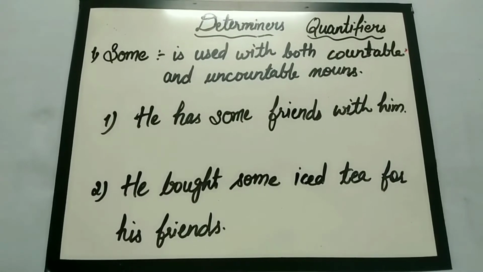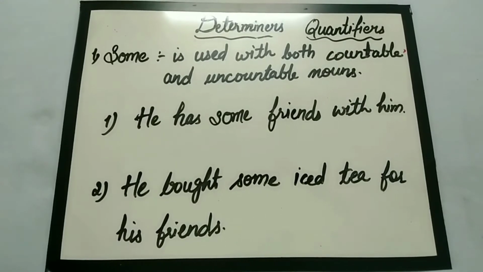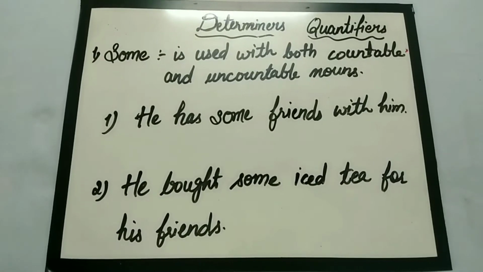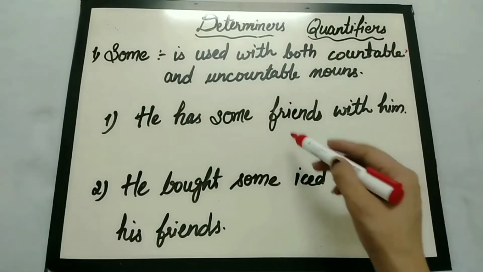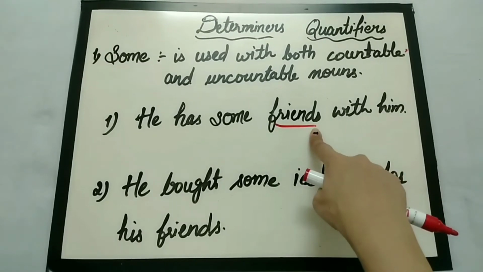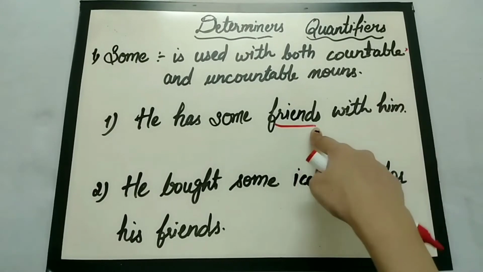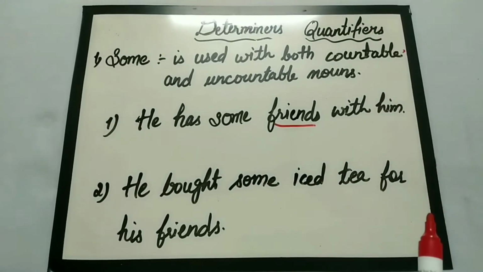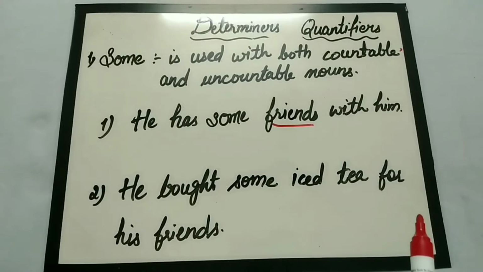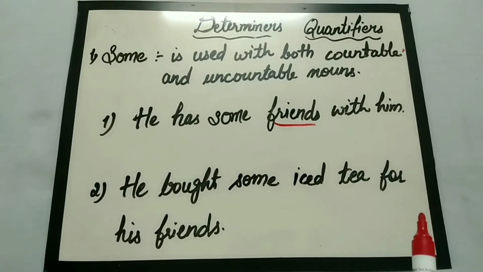So let's understand this through examples. Here is our first example. He has some friends with him. It's a positive sentence. And here the word friends is a noun and it is countable. The words in which we can place s to make them plural are known as countable. So from friend we can make friends by putting s beside it. So some is used with a countable noun in a positive sentence, and the word some is a determiner as it is pointing towards the noun.